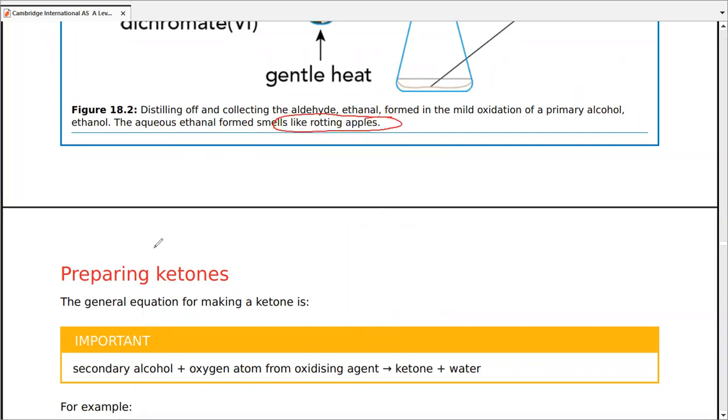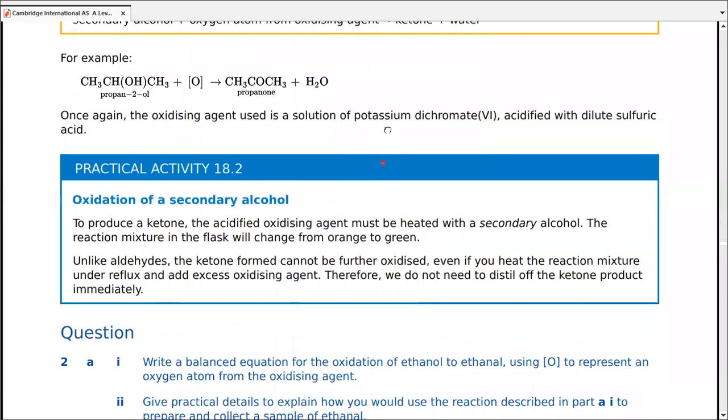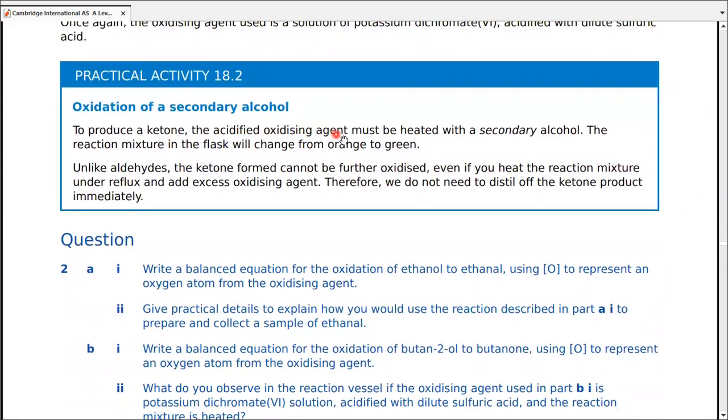This is a pretty good tip for paper 3. Moving on, ketones. We're going to do the same, but with secondary alcohol, right? To produce a ketone, this acidified oxidizing agent must be heated with a secondary alcohol, not just warmed, heated. The color changes from orange to green.